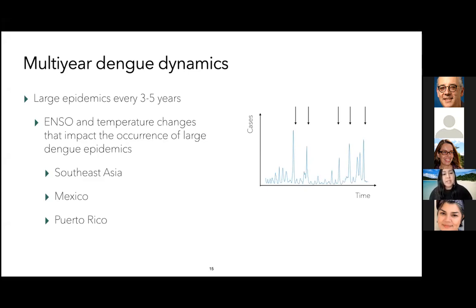And there's some evidence from studies that show that El Nino and different temperature changes can impact the occurrence of these large epidemics, with some of the evidence coming mostly from Southeast Asia, though there have been analyses that support this for Mexico and Puerto Rico.